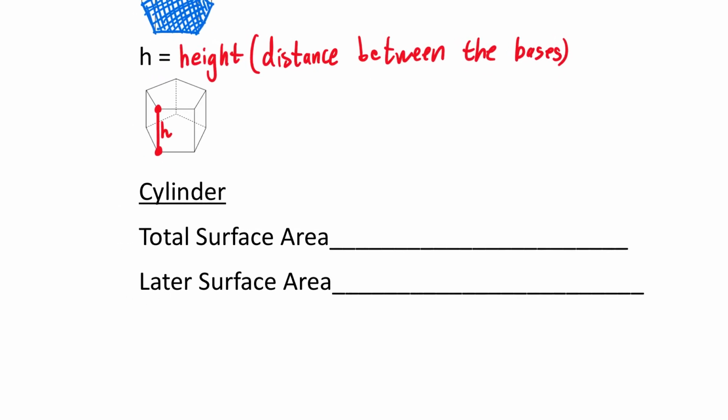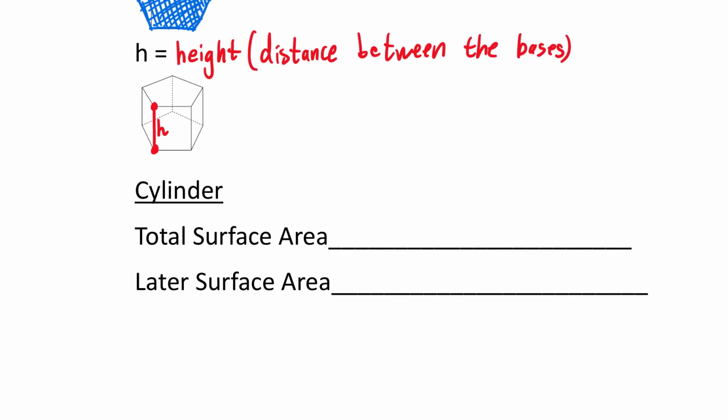Okay. Now for a cylinder, it's pretty easy. There's not a lot of thinking to it, but the formulas are a little bit longer here. So on a cylinder, the total surface area is 2 pi rh plus 2 pi r squared. And when I say all that, I mean 2 times pi times r times h plus 2 times pi times r squared. All right, and I've got a typo there. That should be lateral surface area, 2 pi rh.